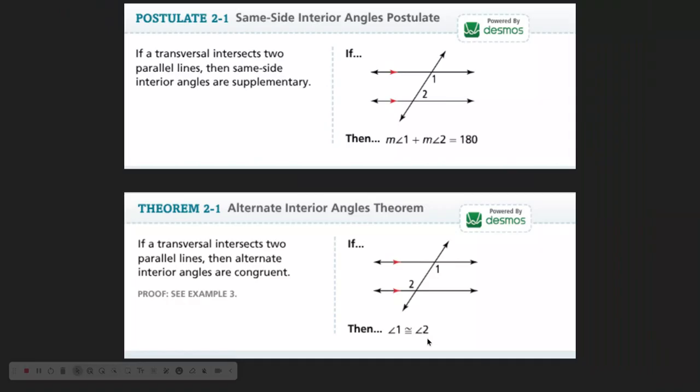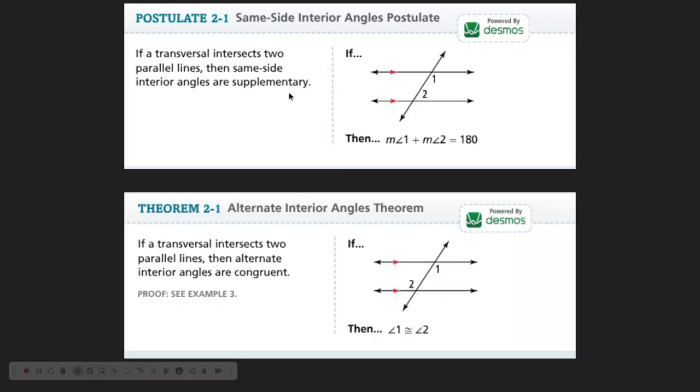The postulate, as it turns out, we're not going to prove. It's going to be assumed to be true. And then the theorems we're all going to be able to prove. So you want to make sure you take down these in your notes. These are going to be reasons that you can cite on your proofs to support statements.